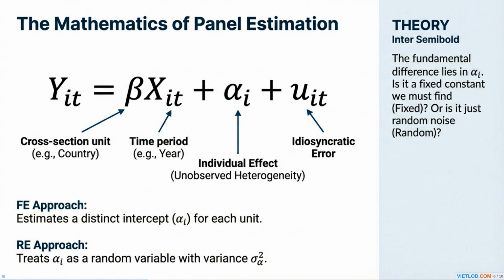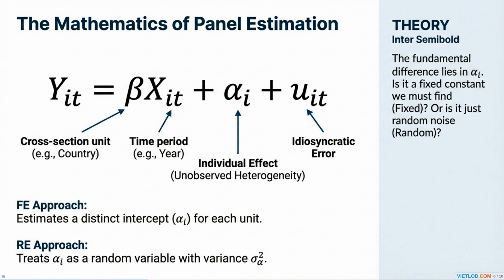This slide presents the fundamental equation for panel data, which is crucial for understanding how fixed effects and random effects models work. The equation is Y_it equals beta X_it plus alpha_i plus u_it. Let's break down each component. Y_it represents our dependent variable, or outcome, for cross-section unit i at time period t. For example, if we're studying countries, i would be a specific country, and t would be a specific year.